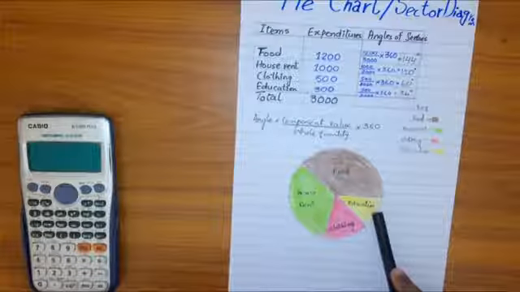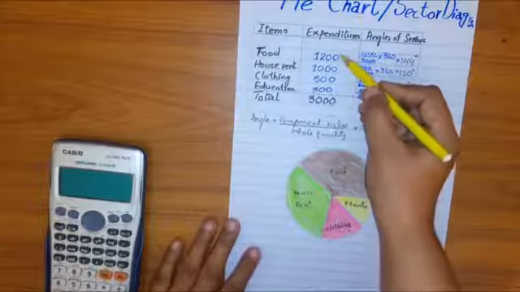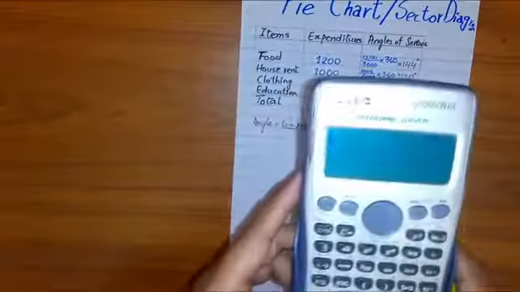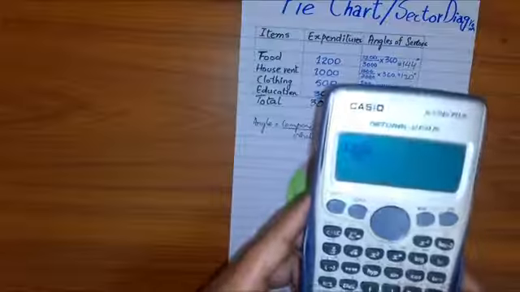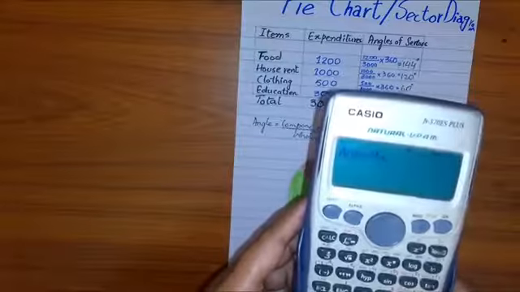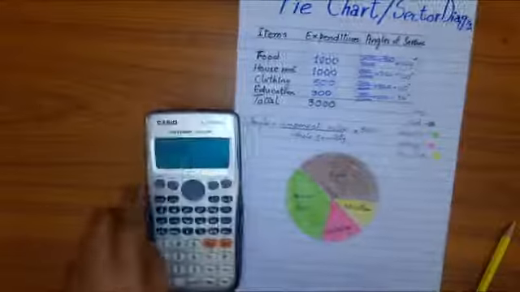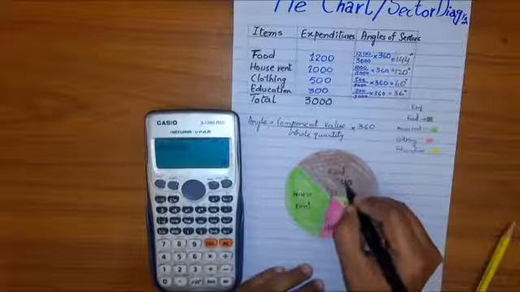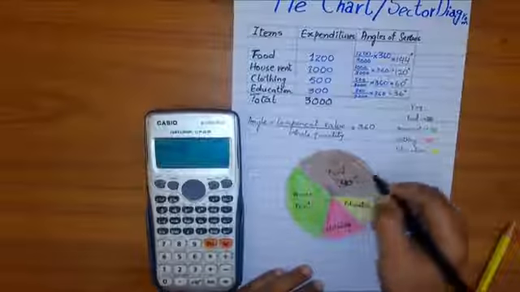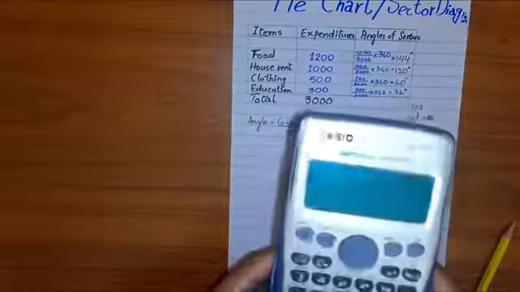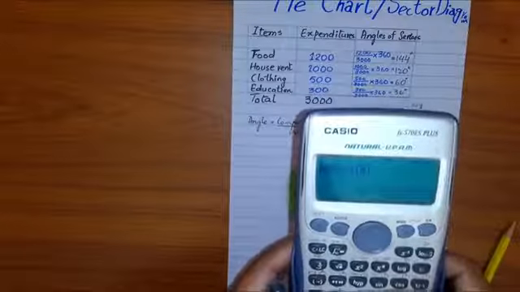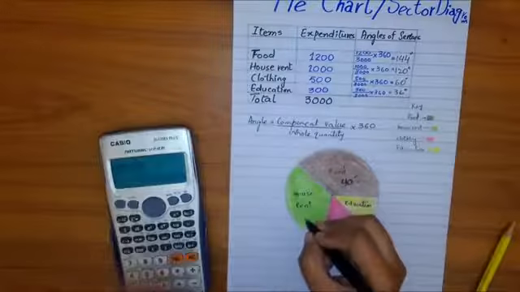We can also compute percentages, by a simple formula: component value divided by whole quantity multiplied by 100. For food, 1200 divided by 3000 multiplied by 100, which is equal to 40%. 40% of this employee's expenditure is on food. For house rent, 1000 divided by 3000 multiplied by 100, which is equal to 33.33%.